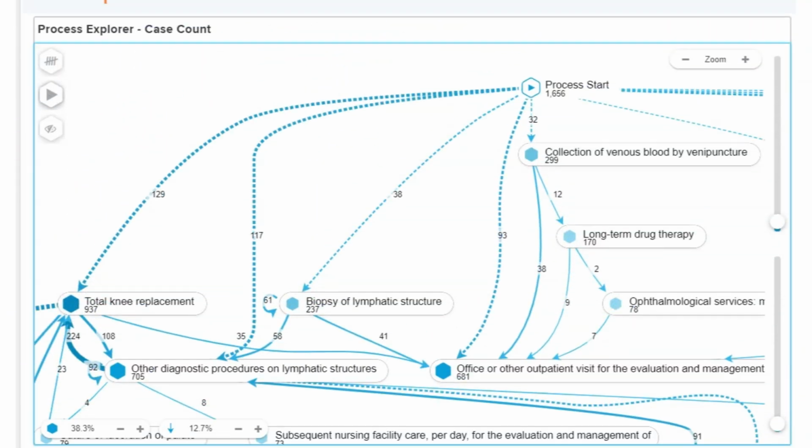Now that we have an idea of the potential of process mining with healthcare claims data, we can move on to the practical application of process mining.